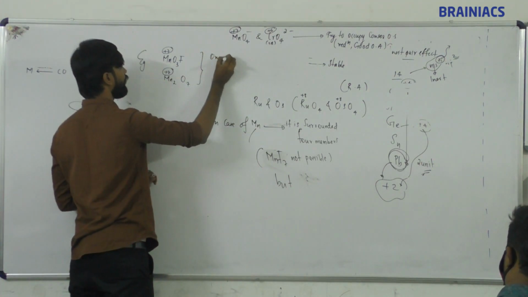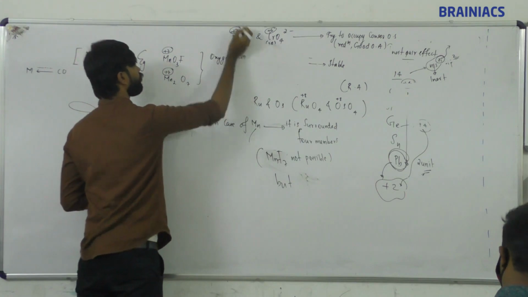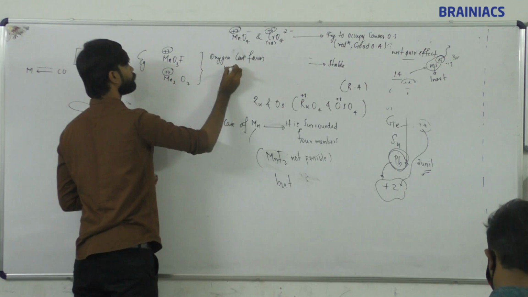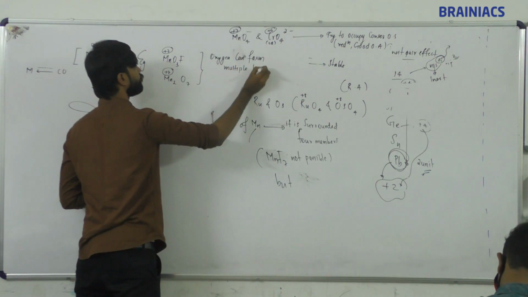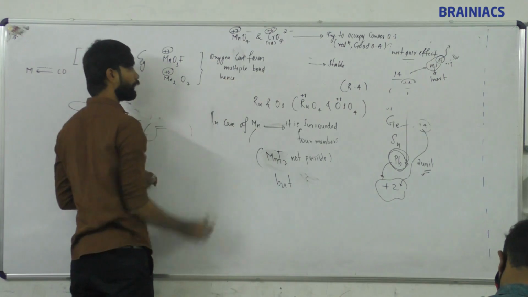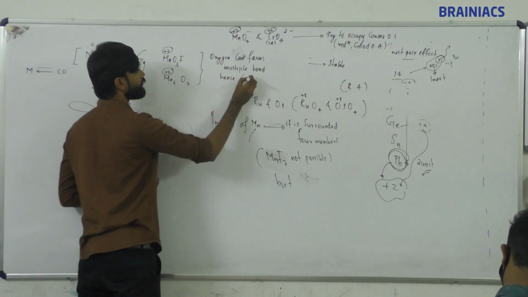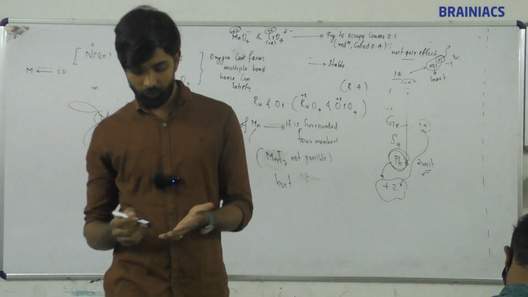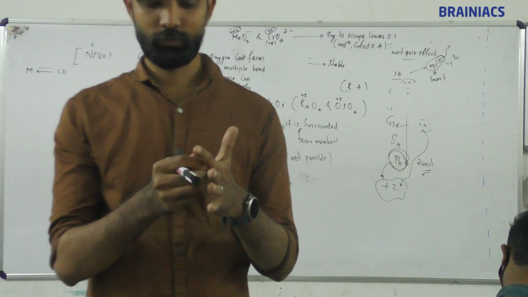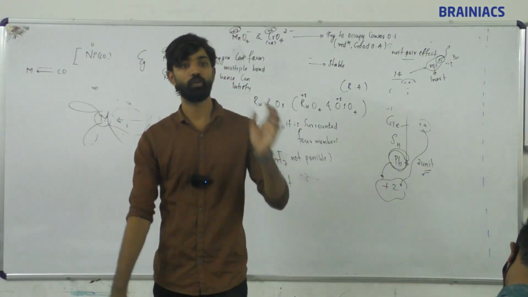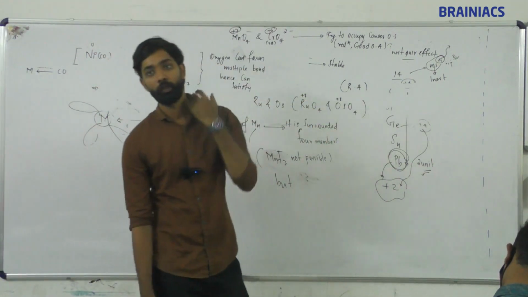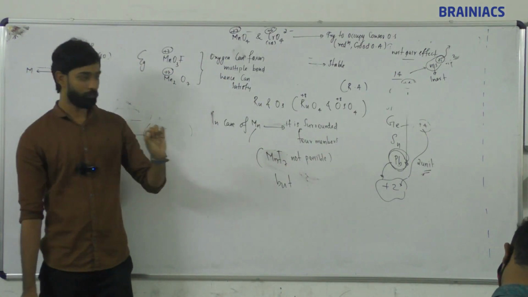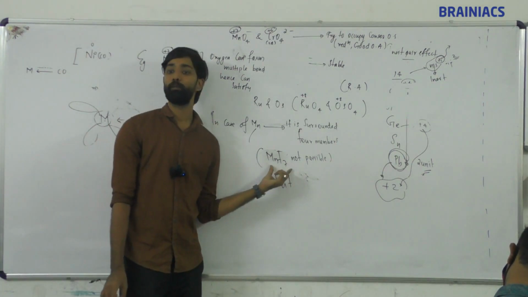Oxygen can form multiple bonds, hence it can satisfy. Okay, that's the point. So in the case of manganese, MnF7 is not possible, as the higher oxidation state is not satisfied by fluorine, because fluorine can form a single bond at a time. If it were satisfied by fluorine, it would be MnF7.